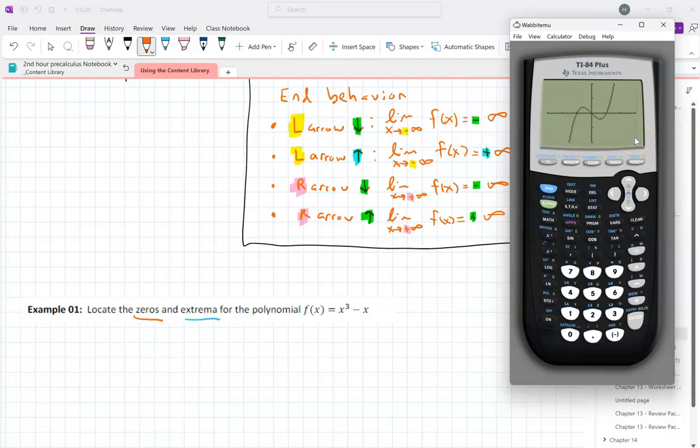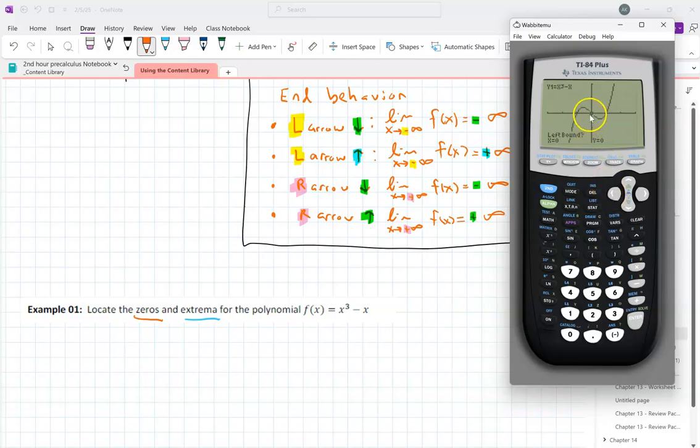So if I look, how many zeros do you guys see? 3. 1, 2, 3. To find those, I'm going to press second and the trace button. And I'm going to select, surprisingly, the 0 command. Now, if I look at the bottom of my screen, the calculator is asking me a question. So it's asking me for a left bound. So I need to pick which 0 I want to find. Let's say I'm going to find this one first. So the left bound, I need to tell my calculator some point to the left of that 0.